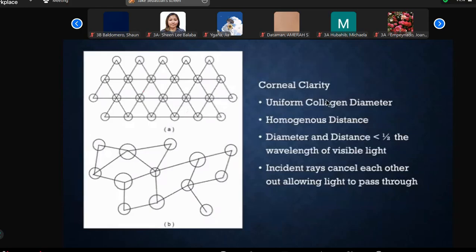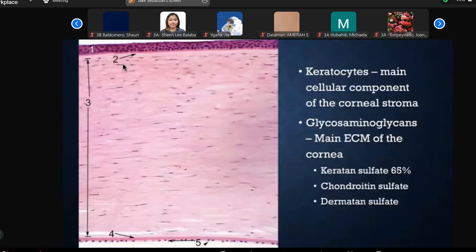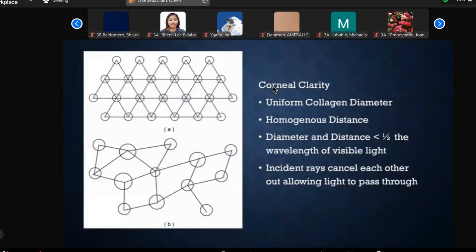So why is the cornea clear? Remember, yesterday I posed the question, 5 minutes left. The cornea is the cousin of the sclera, but why is the sclera opaque and the cornea clear? The reason for corneal clarity is the arrangement of the collagen fibrils. When you look at this, the stroma here and the epithelium here, the arrangement is very, very, very uniform. So the reason for corneal clarity is the uniform arrangement of the collagen fibrils.